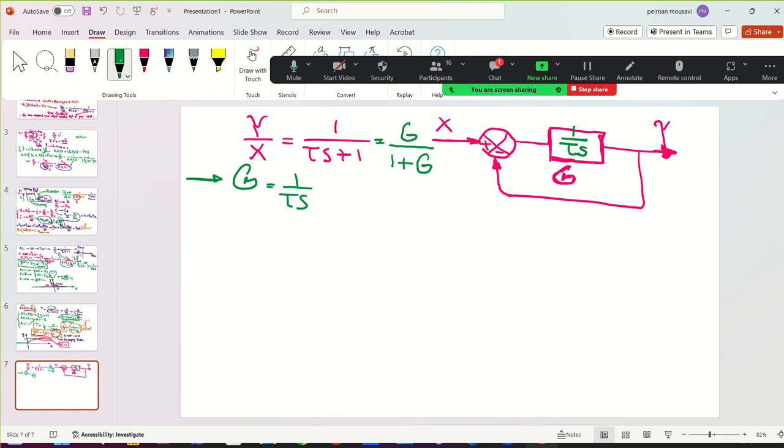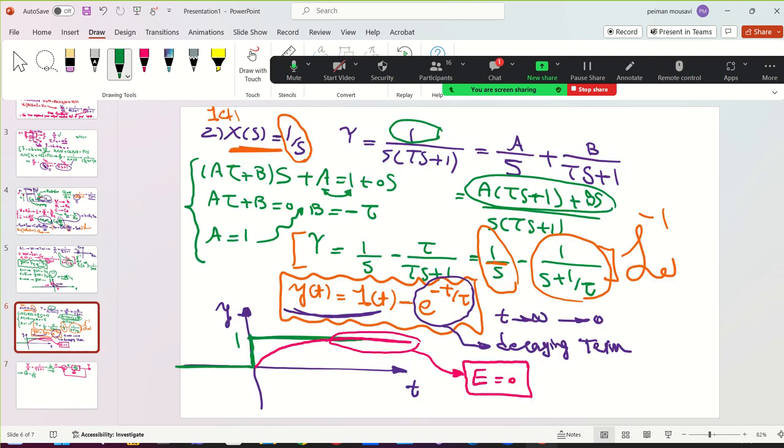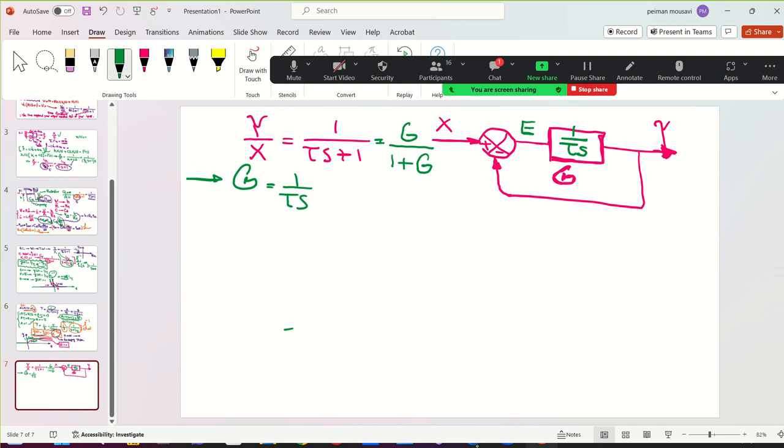When I was talking about the error signal, I said the output follows the input. This is output. This is input. It means output follows input, so the error signal is going to be 0. I'm going to show it to you. Again, here we have to put in unity feedback the open loop transfer function, not this. Not this. Unity feedback.